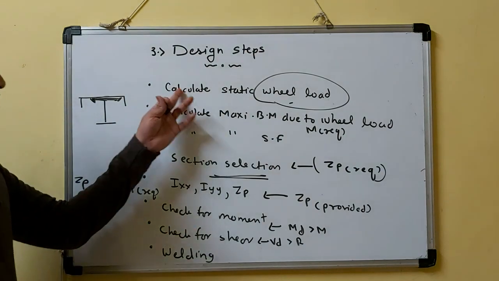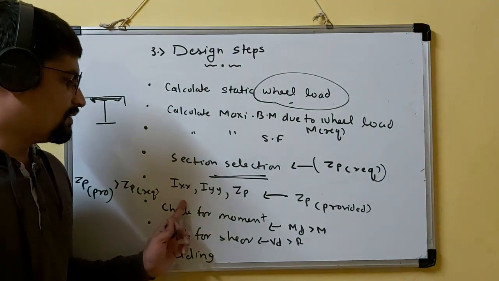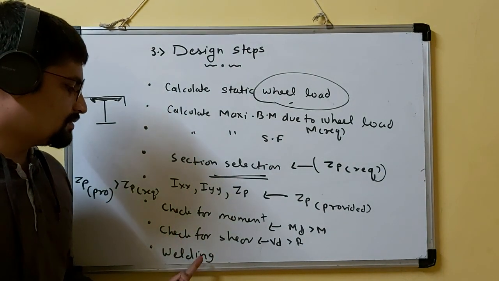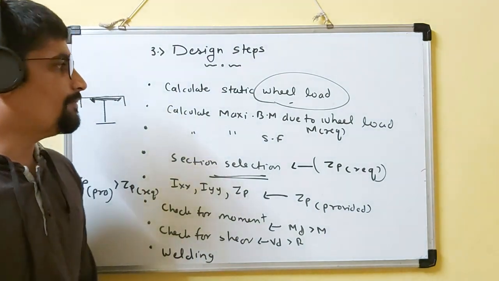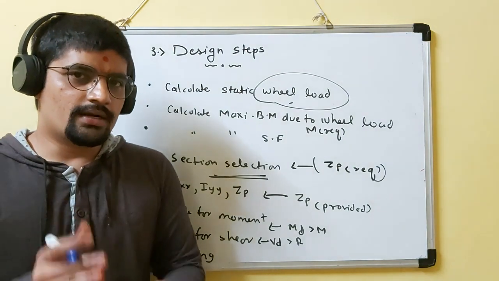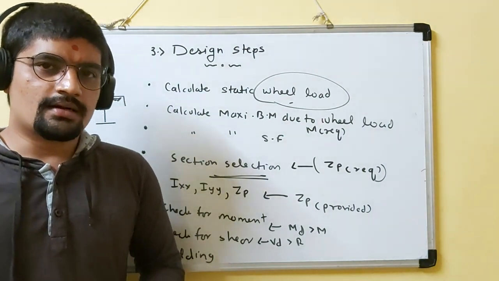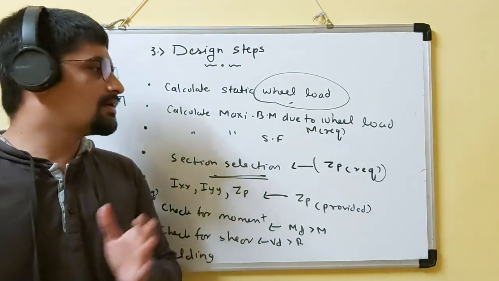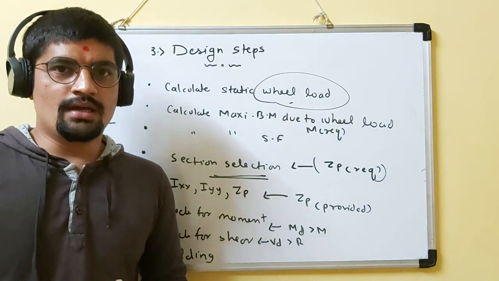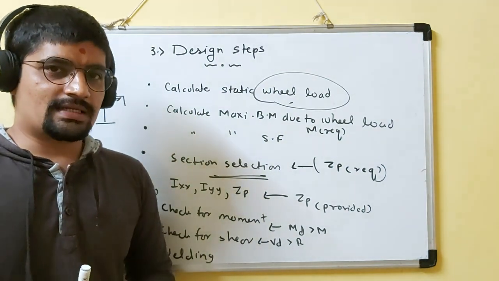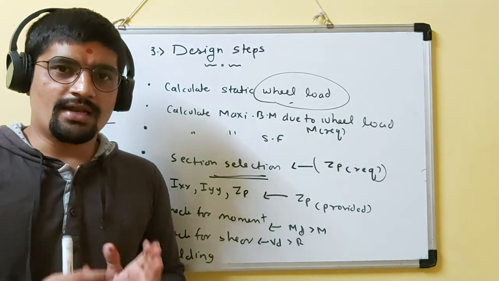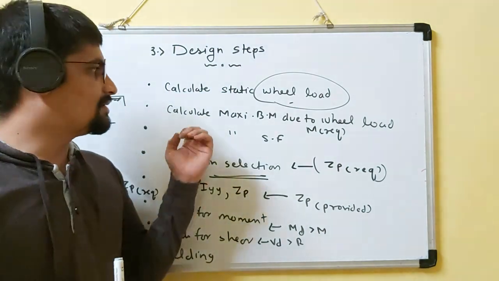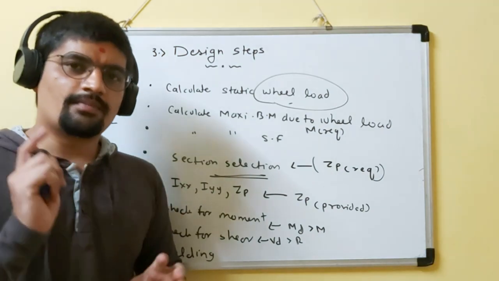So all this I will cover in the example. We will study the example in our next lecture. I hope you all understand the introduction of the gantry girder, the loads acting on the gantry girder and the design steps. In the further lecture, I will explain on the basis of one example, and if any detail is left here, I will cover it in that portion.